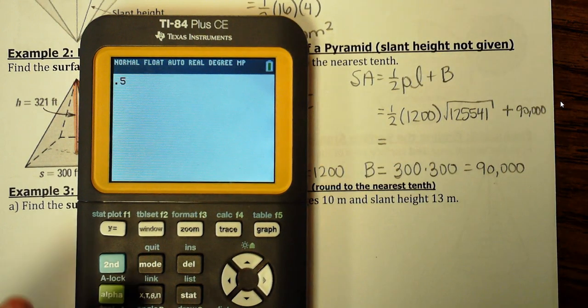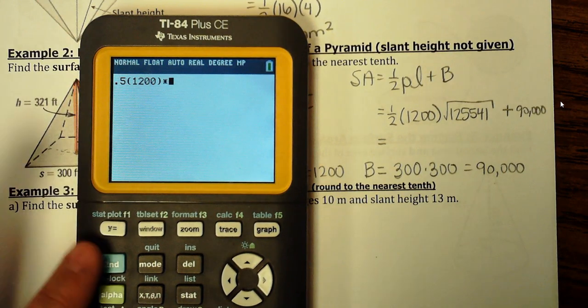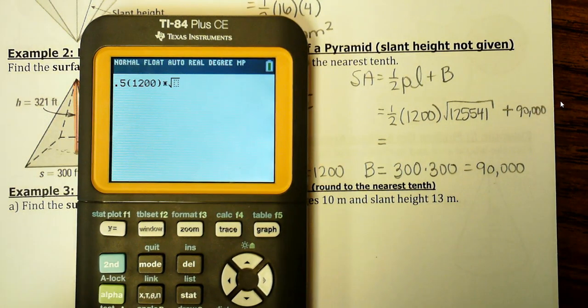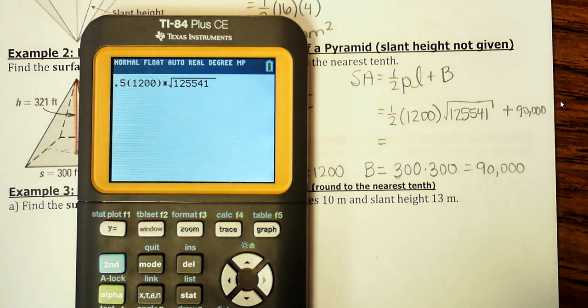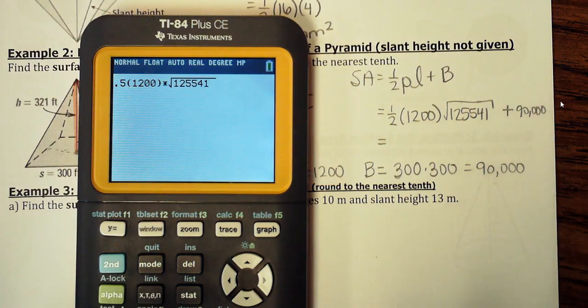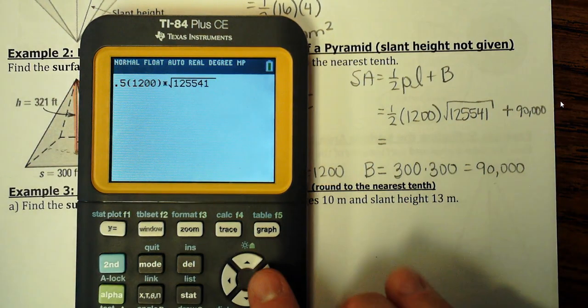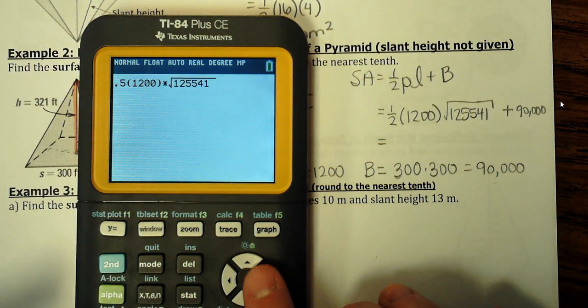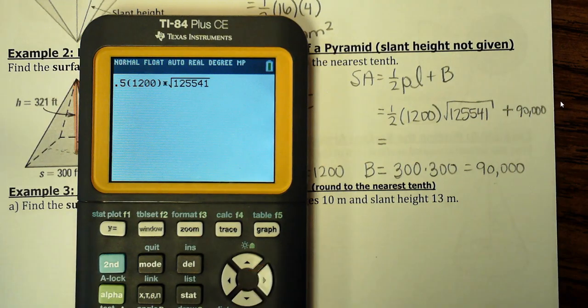So 1/2 times 1200 times square root 125,541. Now just remember, most calculators will pop up parentheses around a square root, so make sure you close that. If you're working with the type of calculator I'm showing you on the screen here, you just arrow over so the rest of it's not under the square root.